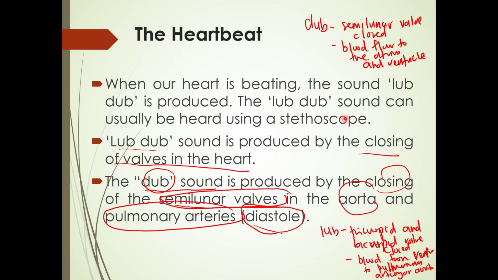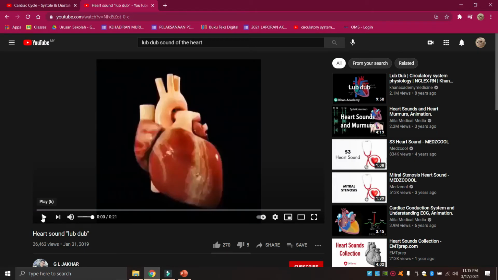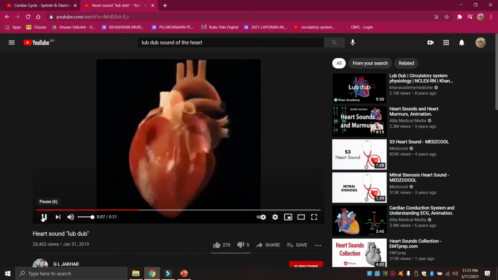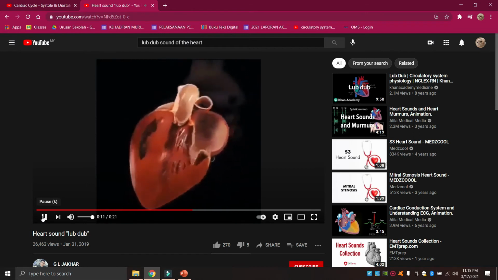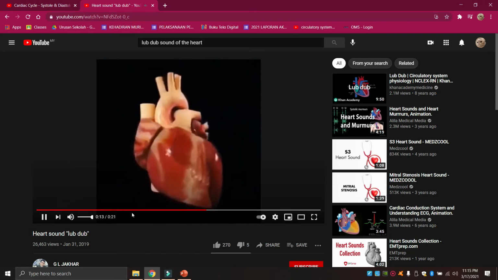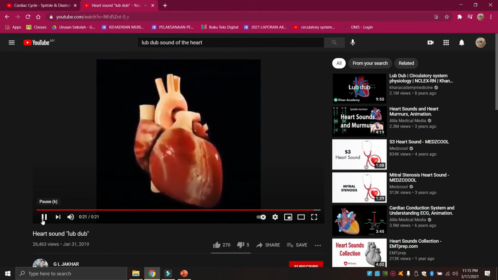So before I continue, let's see how the lap dub sound actually looks. You see, there's a lap dub sound, and you can see the opening and the closing of the valve there. So this is the valve. Actually, the lap dub sound is produced by the closing of the valve. So we see that later. So all this is the valve. They have 4 valves: bicuspid, tricuspid, and 2 semilunar valves.